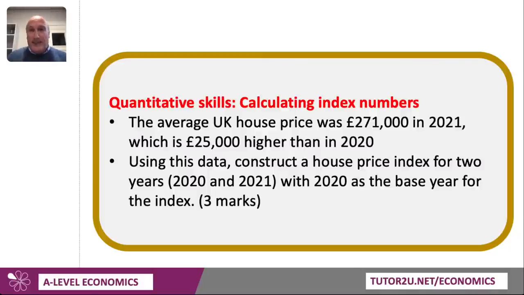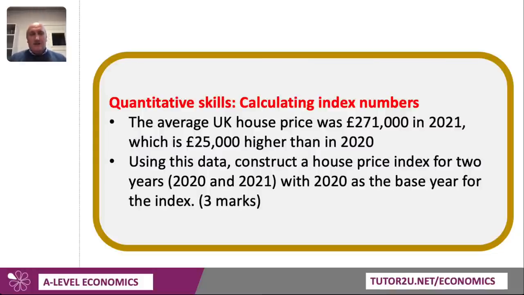Here we go. The average UK house price in 2021 was 271,000, which is 25,000 higher than in 2020. Using this data, construct a house price index for 2 years, 2020 and 2021, with 2020 as your base year for the index. Three marks here. So take a moment on this. Don't panic. We'll go through the answer together. If you're watching live, have a go.